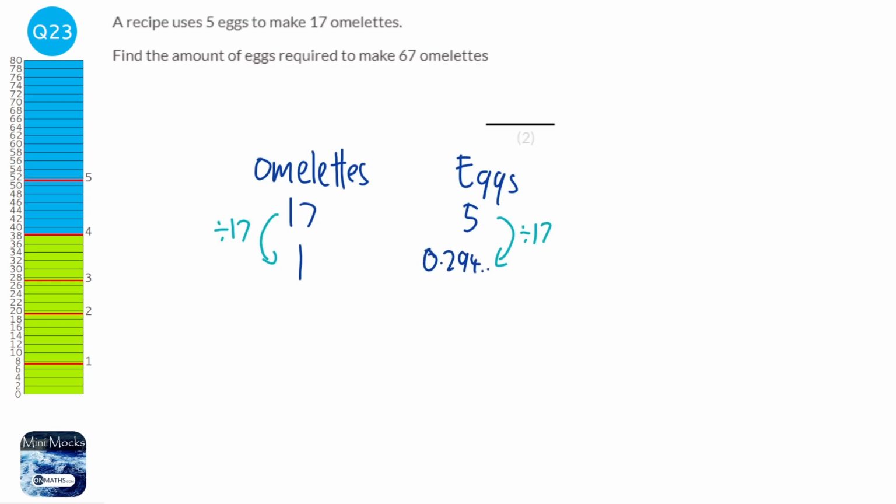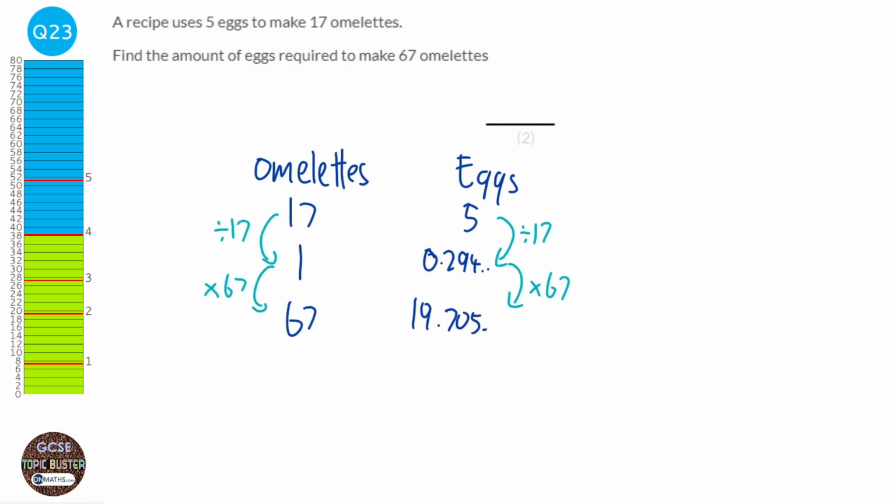Next we want to see how many for 67 omelettes. And to get to 67 from 1 we times by 67, so do that to the amount of eggs, and we get 19.705 and so on. Now you can't get 0.705 of an egg, we always round with eggs, and we always round upwards, because if you need 19.7, 19 won't be enough, so we need to pick 20 eggs.